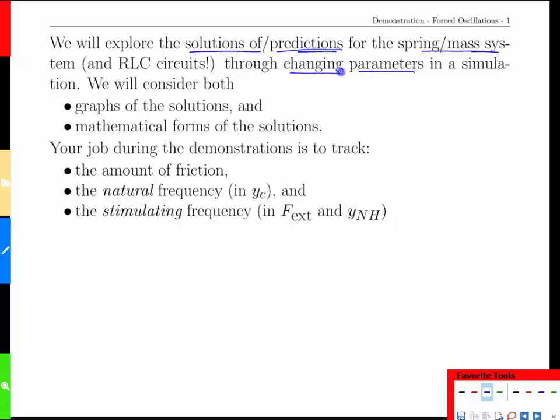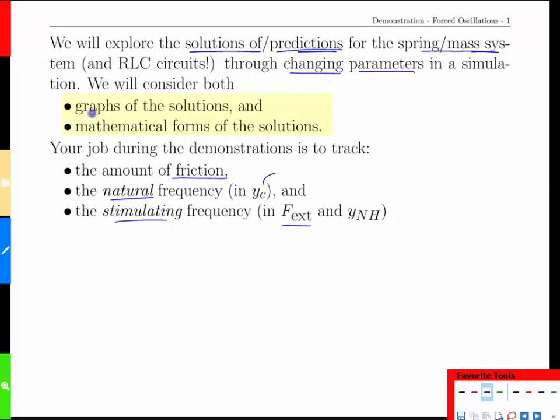as we gradually change the parameters through a simulation. What we're going to be dialing up and down is friction and changes in the frequency, which belong to the corresponding or complementary solution, and the frequency in the F external. So keep those in mind as we go through the simulations.